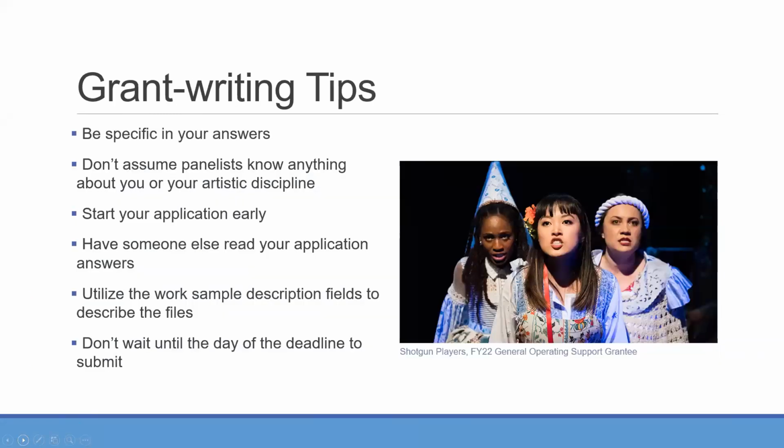Okay, so some grant writing tips for you. Specificity is key. Be very specific in how you're going to accomplish something, how you're going to get something finished, who's going to be involved. In relationship to that tip, don't assume the panelists know anything about the work that you do, your artistic discipline, any particular venues that you're using. This is because the panelists reviewing your application may be from anywhere in the Bay Area, and they're coming from all different backgrounds, artistic disciplines. So do keep that in mind when you're framing your application answers.